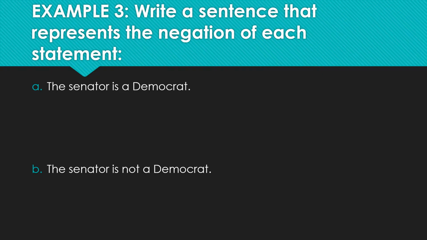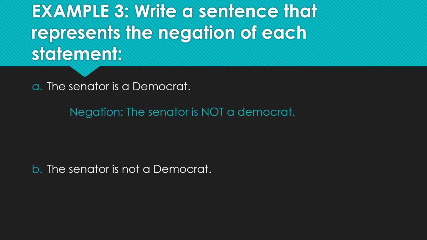Here we have an example. It says, write a sentence that represents the negation of each statement. These first two are really easy. The first sentence says the senator is a Democrat. So the negation of that would be the senator is not a Democrat.